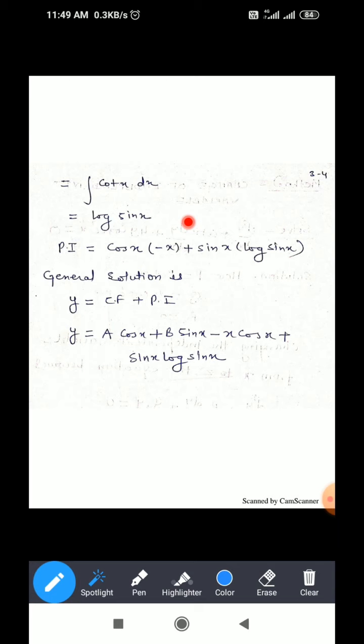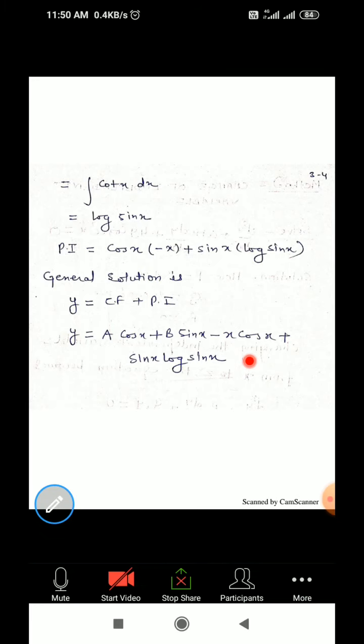Therefore the particular integral, which is equal to y1 u plus y2 v, is equal to cos x into minus x plus sin x into log sin x. And we know that the general solution of this kind of problem is y equal to CF plus PI. So here the general solution, which is the required solution of the given problem, is a cos x plus b sin x minus x cos x plus sin x log sin x.